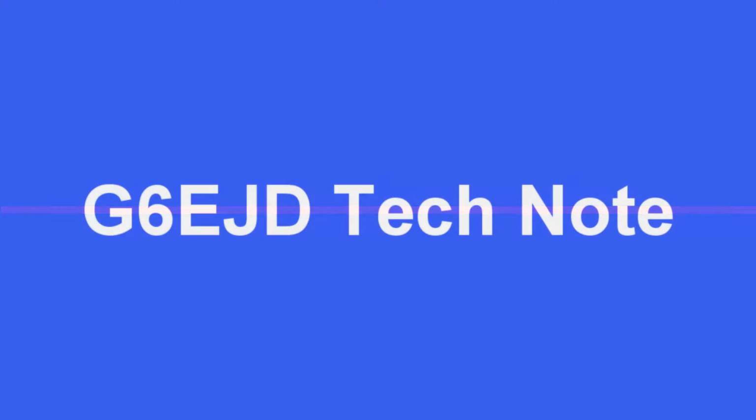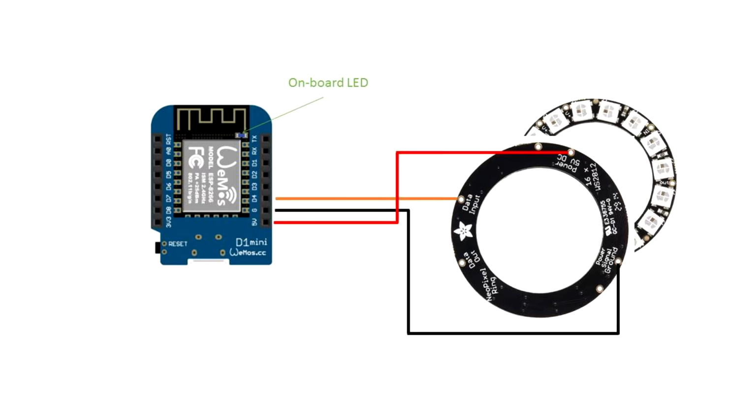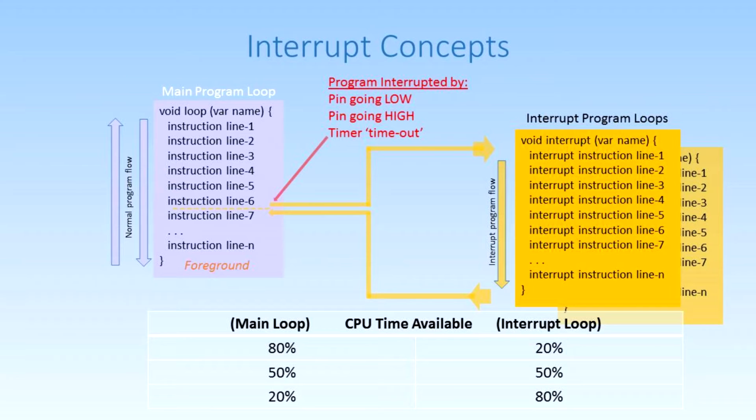In this video, I'm going to go through how to use interrupts with ESP8266. As part of my demonstration, I'm using a WeMOS with a Neopixel, and I'm going to be using the onboard LED. I'm using D4 connected to the data input of the Neopixel. The aim of the demonstration is to show that you can do two things at once, apparently at once, with the interrupt routines. So to begin with, I thought I'd go through just the interrupt concepts.